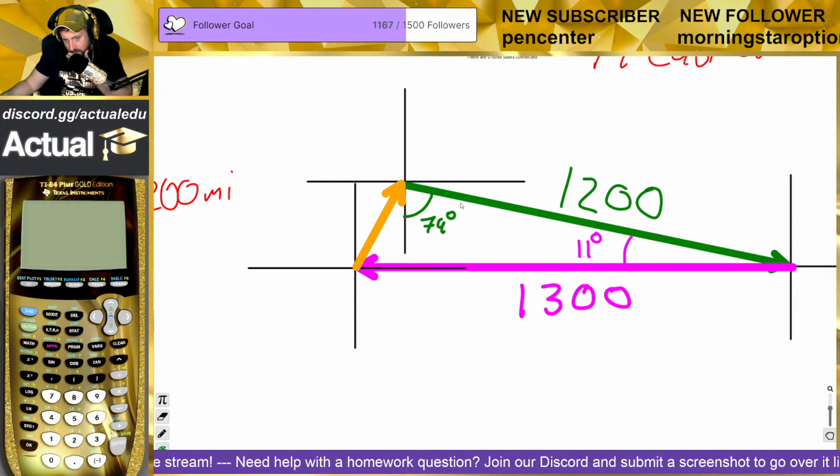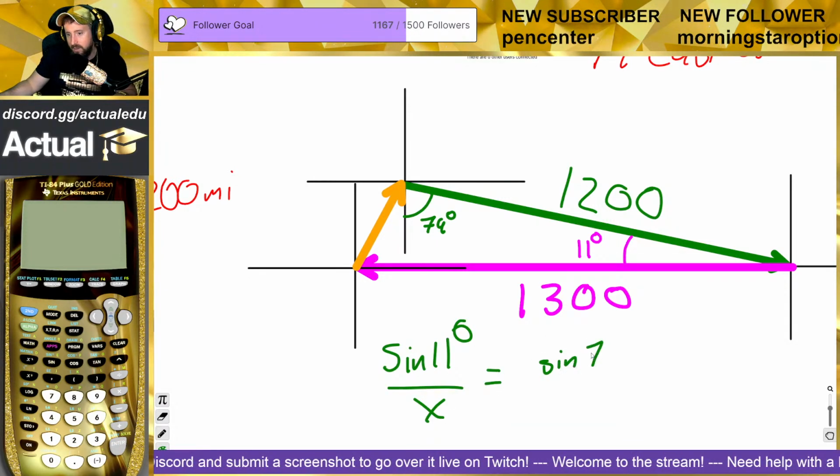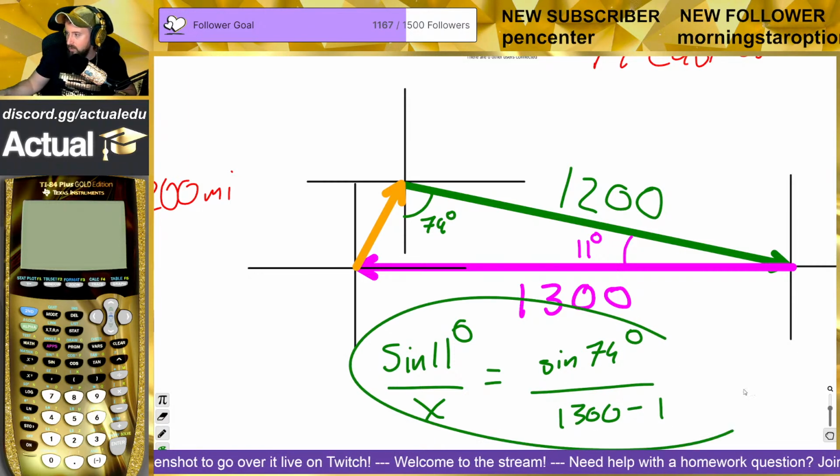Yeah, okay. Let's see. Did they use law of sines? Okay. Did they do this? Did they say, like, sine of 11 degrees over x is equal to, I don't know, sine of 79 degrees over 1300 minus something? Did they use this?